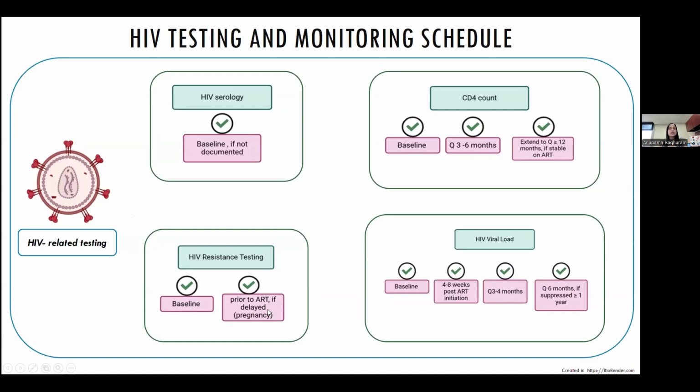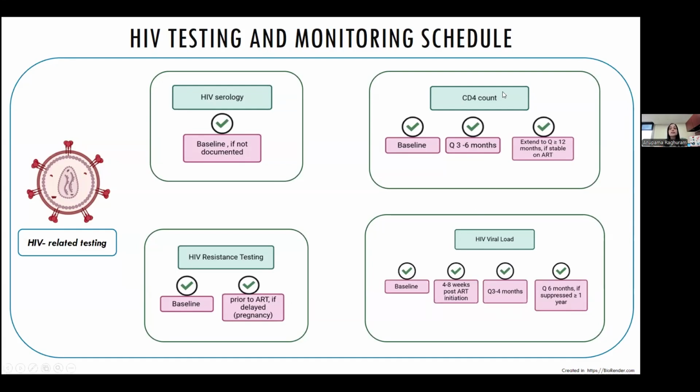So let's say a new patient comes to you, you talk to them about ART, but they at that time are not ready to start or don't want to start medication, and there's a delay. Then the recommendations are if they are pregnant, you should recheck that genotype testing. If they're not pregnant, it's kind of optional if you need to recheck that at the time of start, after a delay in start. Okay.